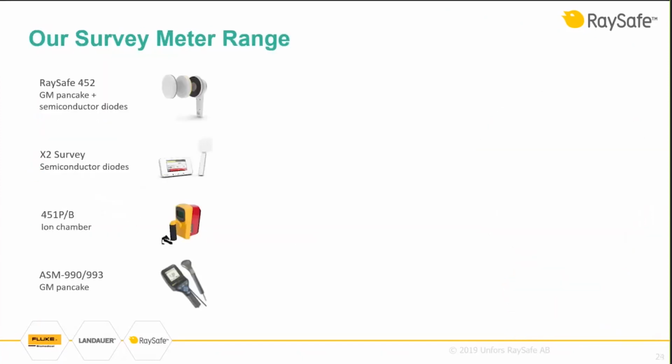This is the X-ray and Fluke Biomedical survey meter range that we offer. And as you can see, they are actually all based on different technologies. The 452 is based on a combination of semiconductors and a GM tube. We have an X2 Survey sensor, which is only semiconductor diodes. The 451 models are both ion chamber based, one that is pressurized and one that is vented. And the ASM 990, which is GM tube based.